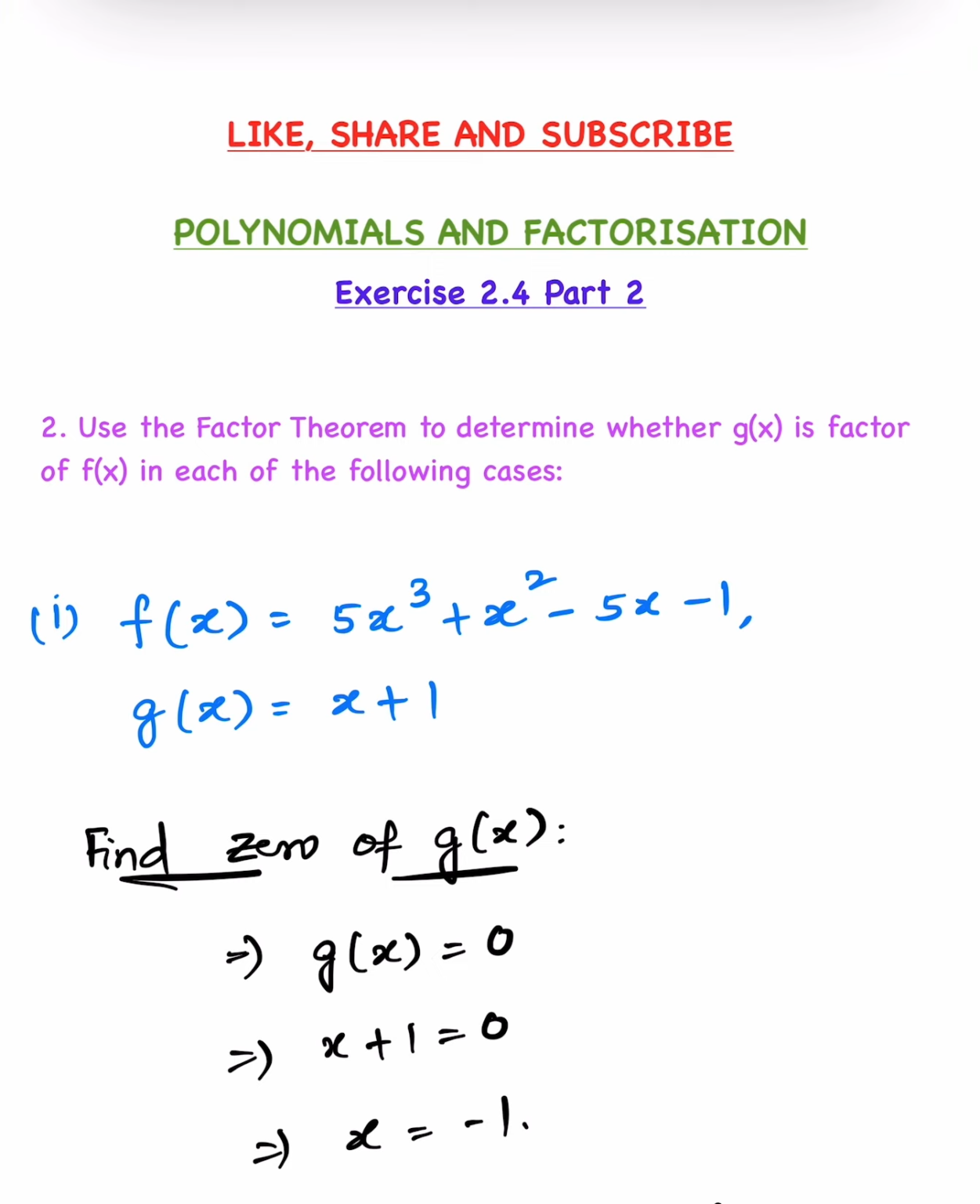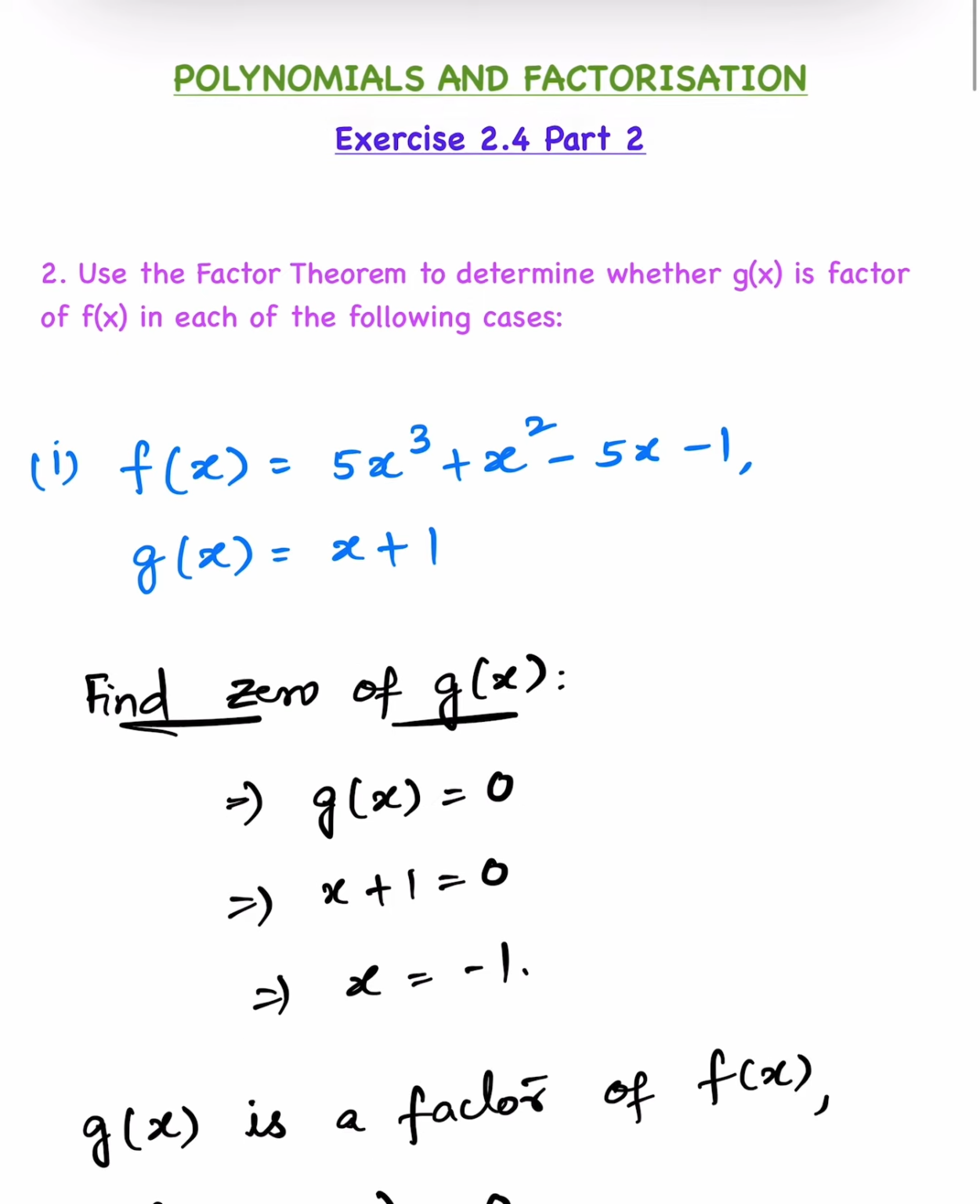So in order to check whether g of x is a factor of f of x or not, first we have to find the 0 of g of x and substitute that 0 in the place of x in f of x. And if that value is 0, then g of x is a factor of f of x. If that value is not 0, then it is not a factor.